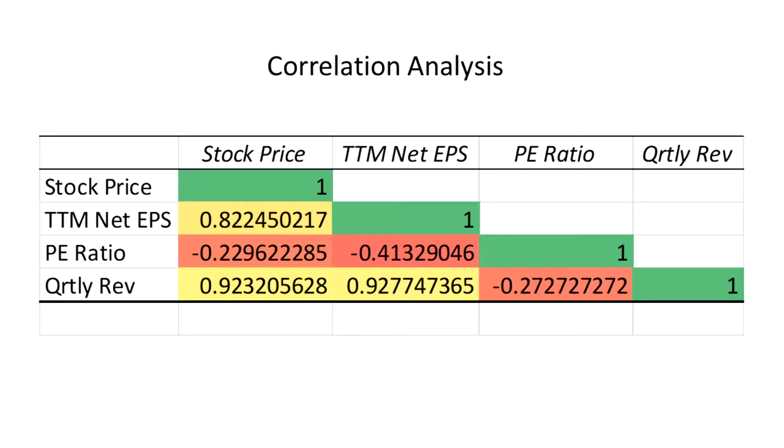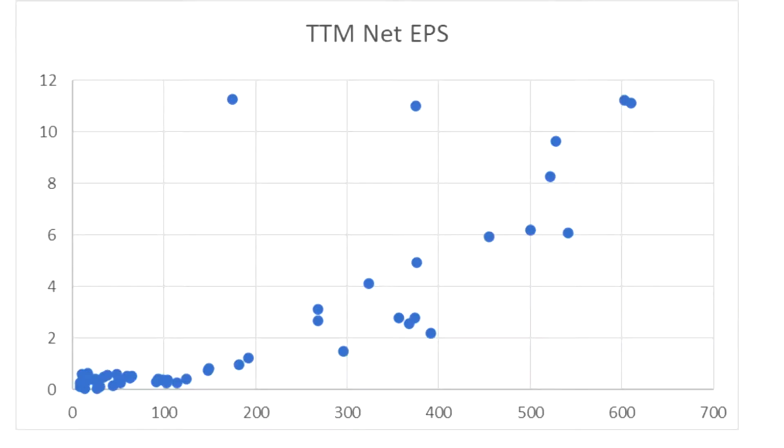So here you can see that there's a strong correlation between the trailing 12 months net earnings per share, and then also the quarterly revenue and the stock price, and then the quarterly revenue and the trailing 12 months net earnings per share. Looking for further correlation, we looked at the earnings per share versus the stock price, and there's clearly an indication that as the stock price increases, so does the earnings per share, and vice versa.